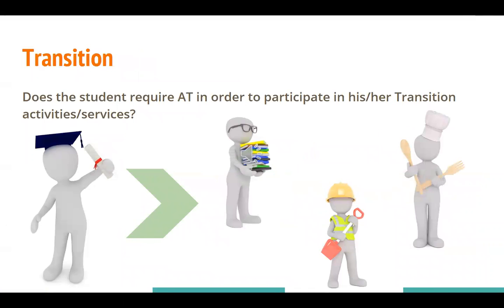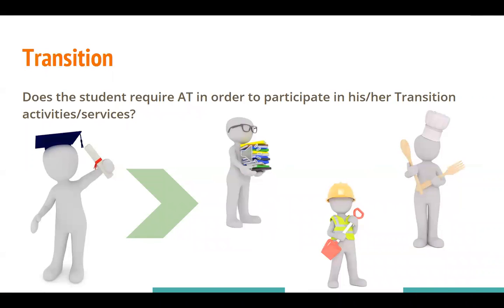Another section of the IEP that you need to think about when documenting AT is the transition section. Does the student require AT in order to participate in his or her transition activities or services? If the answer is yes, then you need to make sure there is information in the transition section related to the present levels about how the student is going to use the AT.